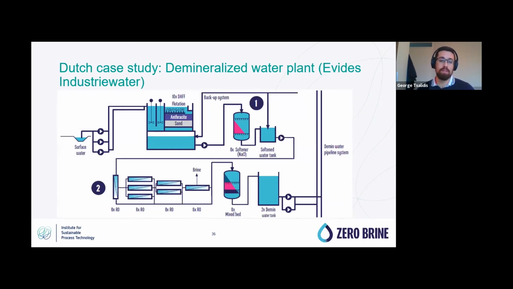Right now, Evides is consuming surface water, and then it is being processed with flotation and then with an ion exchange softener to clean it and to remove some minerals. It's then further processed with reverse osmosis, and finally it is polished in a mixed bed, and then it is distributed to the system.